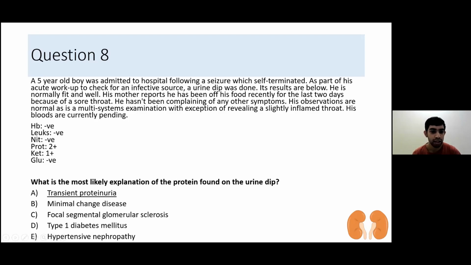Looking at the other options, the reason he's got positive ketones here is that he's been off his food for a little while. When children get unwell, they don't eat as much, and they do get a positive ketonuria. But glucose is negative, and this doesn't really point towards diabetes mellitus. His observations are normal, so we wouldn't suspect hypertension here, and hypertension tends to be quite rare in children anyway. For minimal change disease, the proteinuria is not that pronounced. 2+ is, but you'd typically want 3+ proteinuria for minimal change disease. And FSGS, given the history of the seizure and the upper respiratory tract infection, is not what we're thinking.